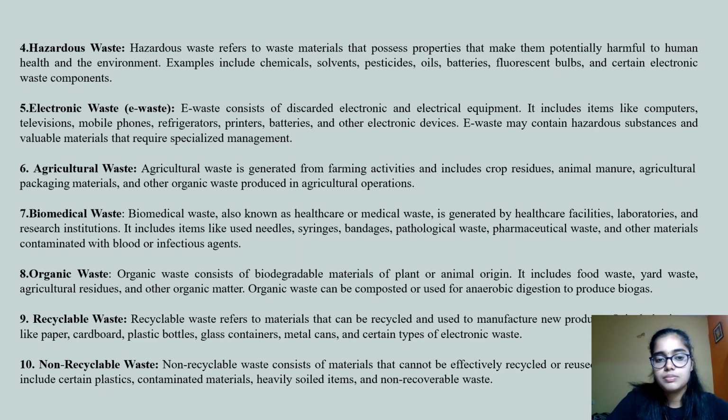Ninth is recyclable waste. Recyclable waste refers to materials that can be recycled and used to manufacture new products such as paper, cardboard, plastic bottles, glass containers, metal cans, and certain types of electronic waste. Tenth is non-recyclable waste. Non-recyclable waste consists of materials that cannot be effectively recycled or reused, which includes certain plastics, contaminated material, heavily soiled items, and non-recoverable waste.